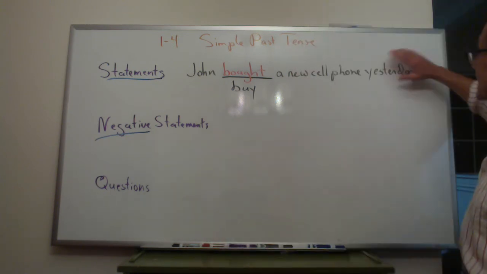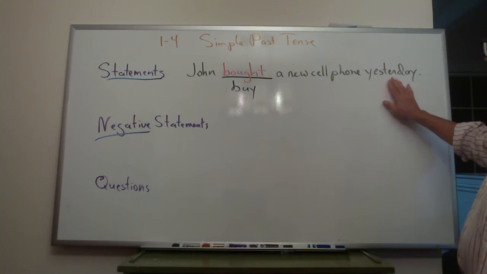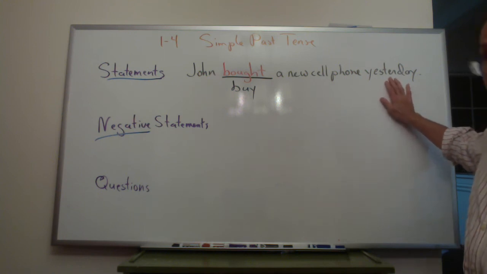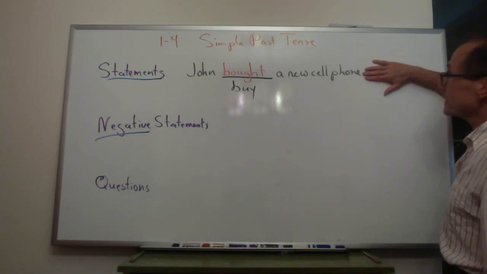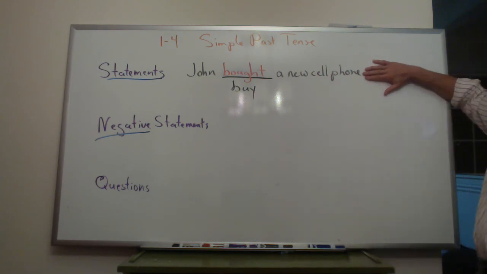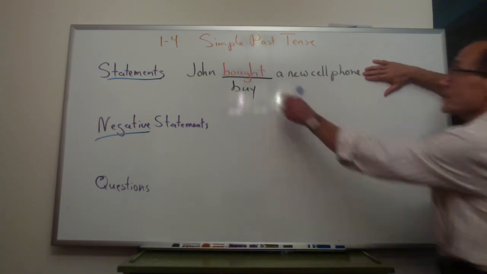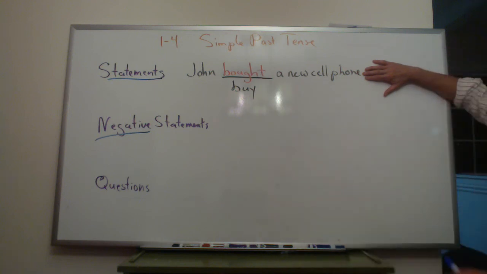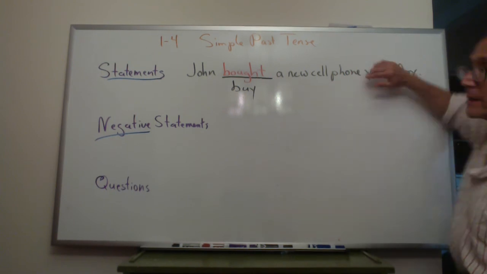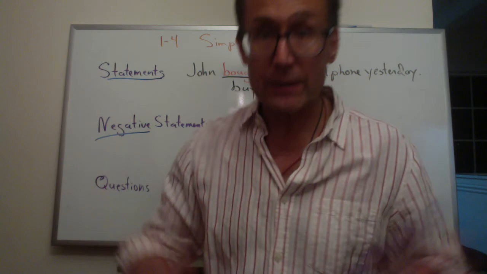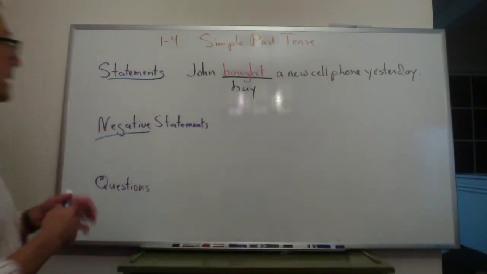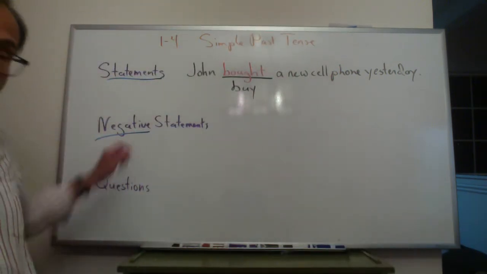So, for example, you knew that this was past because I said yesterday. John bought a new cell phone yesterday. But if I cover this up and I just say, John bought a new cell phone, an English speaker still knows this is past because I used bought. That word bought, that past verb form, tells an English speaker, aha, I'm talking about the past, even if I don't say the time.